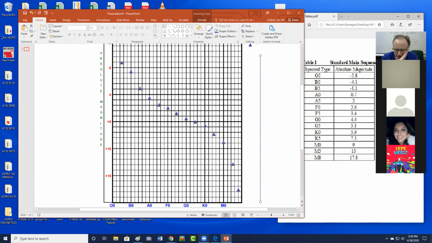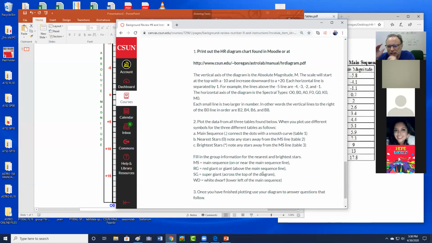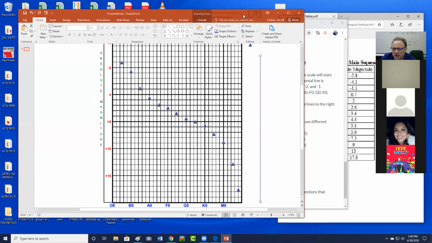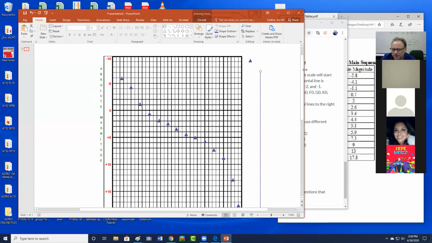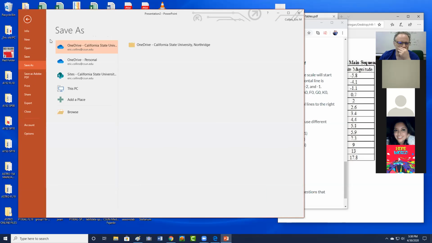Let me look back at the instructions again. Okay, and then after we do the main sequence, we're supposed to connect the dots with a smooth curve, table 1. Okay, connect the dots with a smooth curve. Now, what they mean by smooth curve is you kind of want it to curve like we did last week with the moon diagram. So this week we want to kind of connect these with a smooth curve. So I'm going to save this now just in case I mess up the smooth curve.